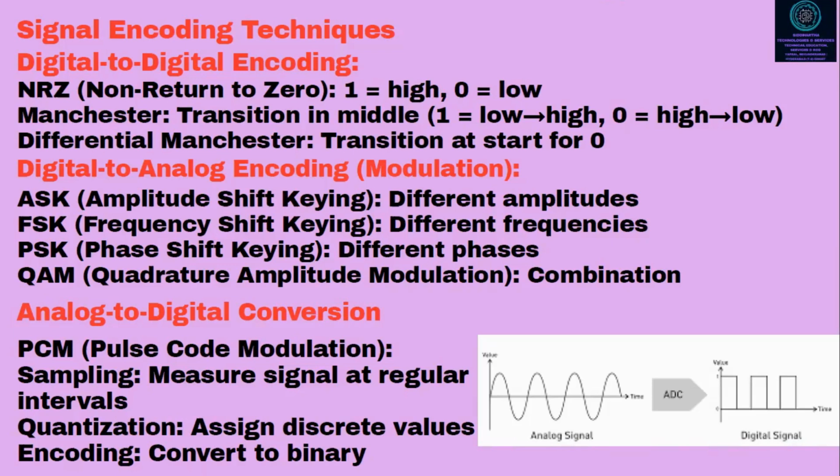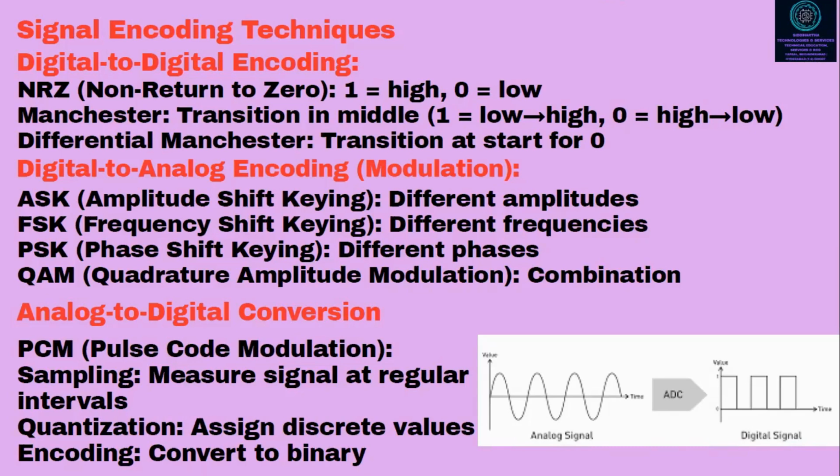First is digital to digital. There we especially have NRZ, non-return to zero, where 1 is high and 0 is low, as we know from binary numbers. Then Manchester, where the transition is in the middle: 1 is low to high, and 0 is high to low. Whereas differential Manchester has a transition at the start for 0. So these are the three very important points that you should remember.